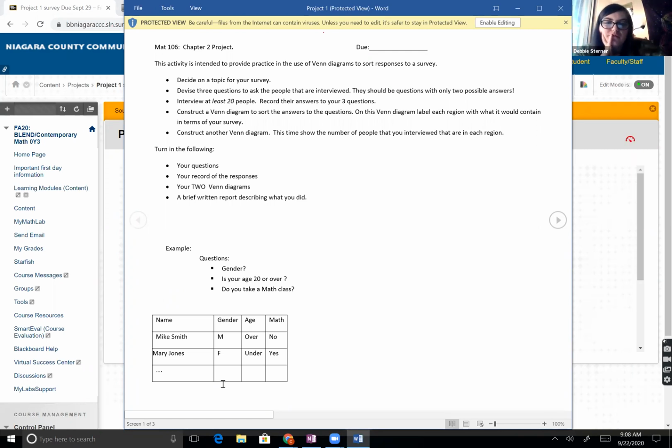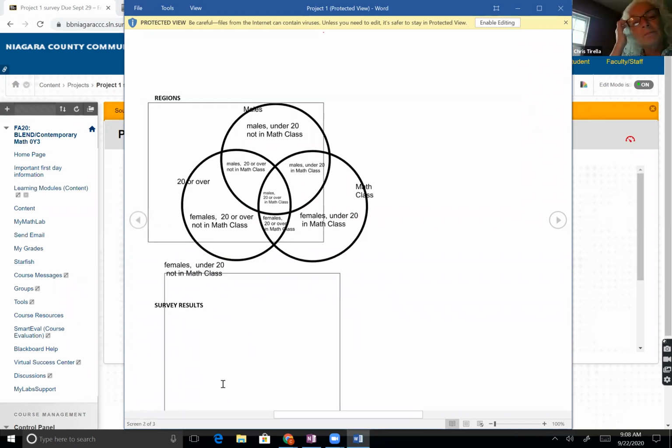Right. Then for my two Venn diagrams, oh, this didn't turn out well. In the first Venn diagram, I'm going to just put the loops, and I'm not going to put the number of people, but I'm just going to describe the people in each region. So over here in the middle, it would be males 20 or over who are in a math class. In this region, it would be males 20 or over, not in a math class. And you see how I'm taking each of those 8 regions and describing who's in them.